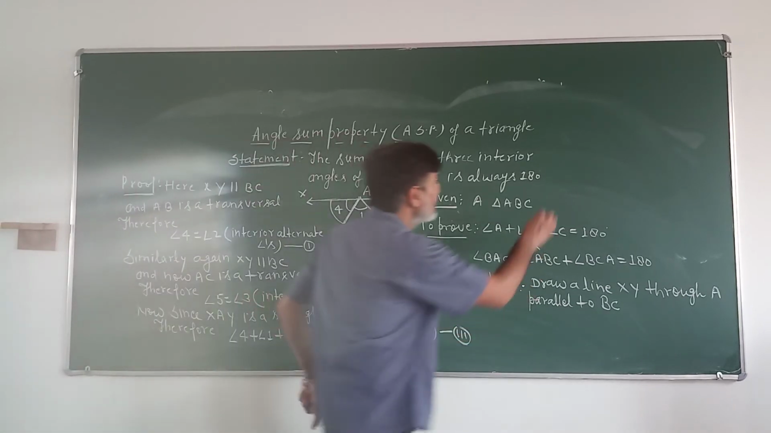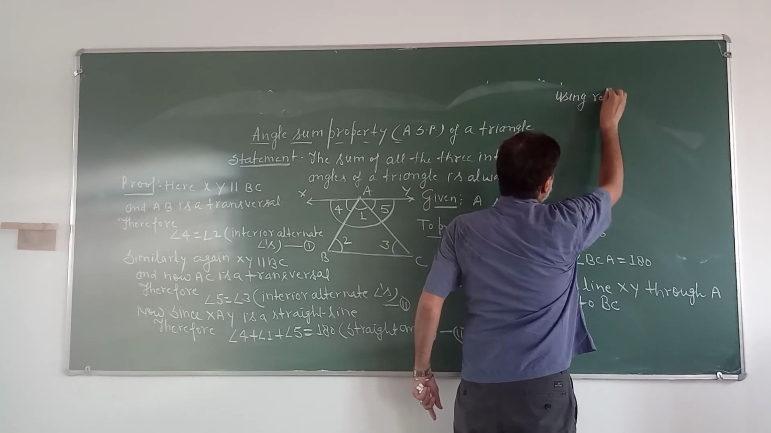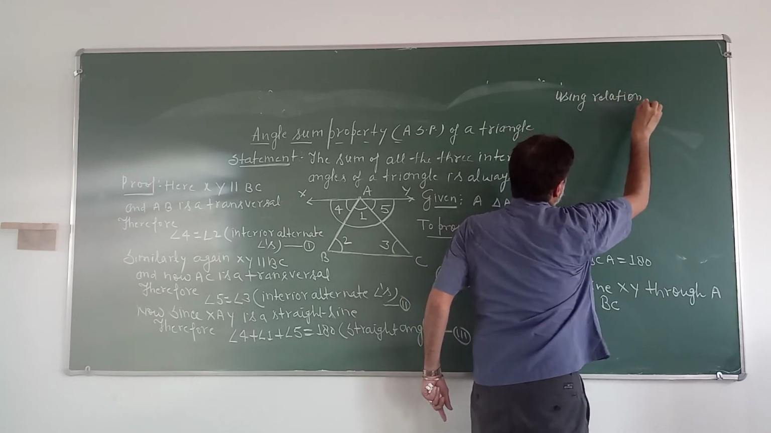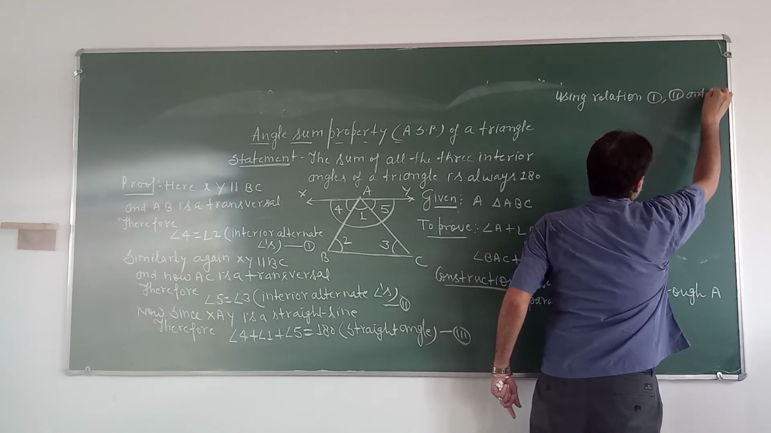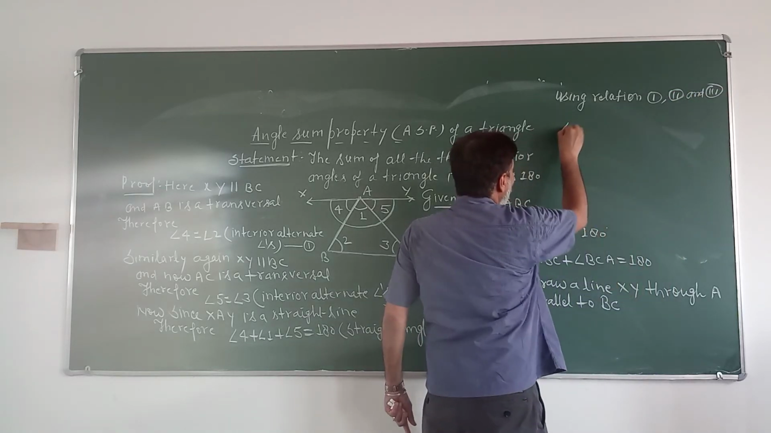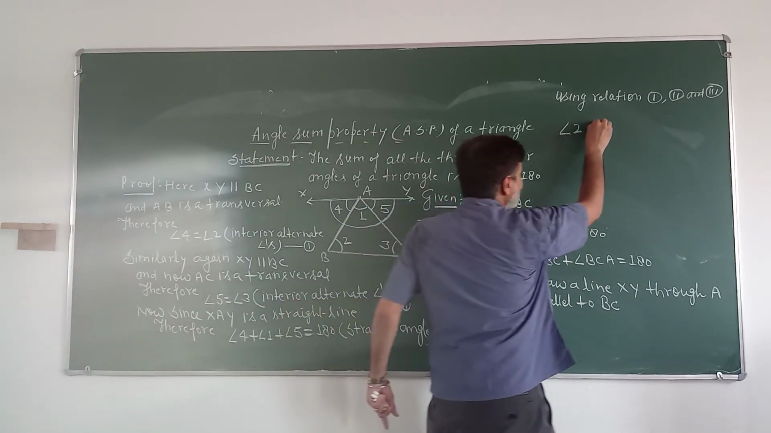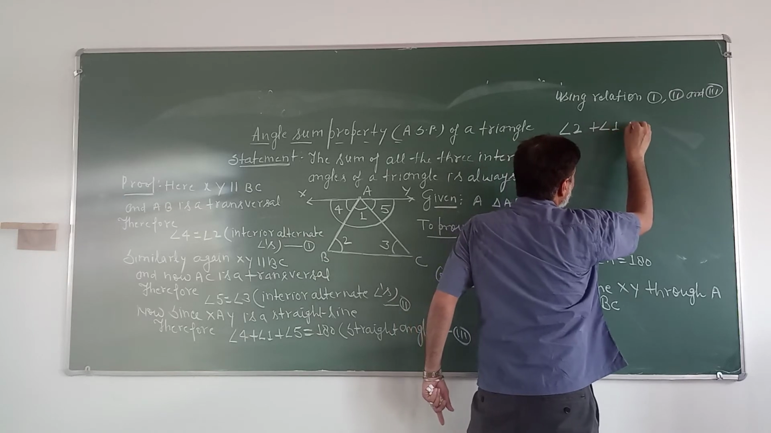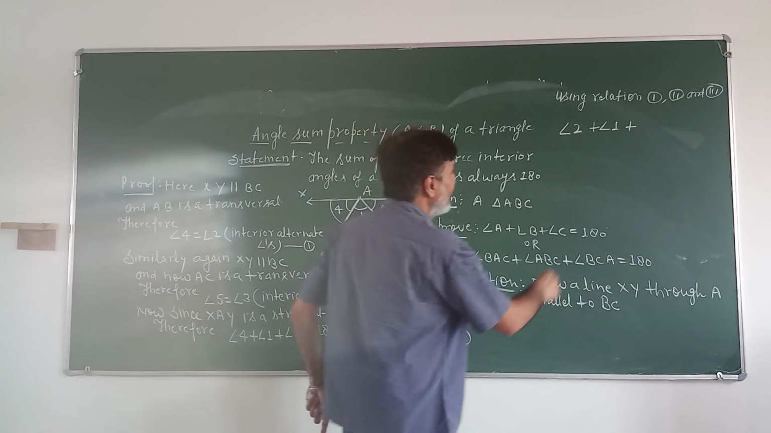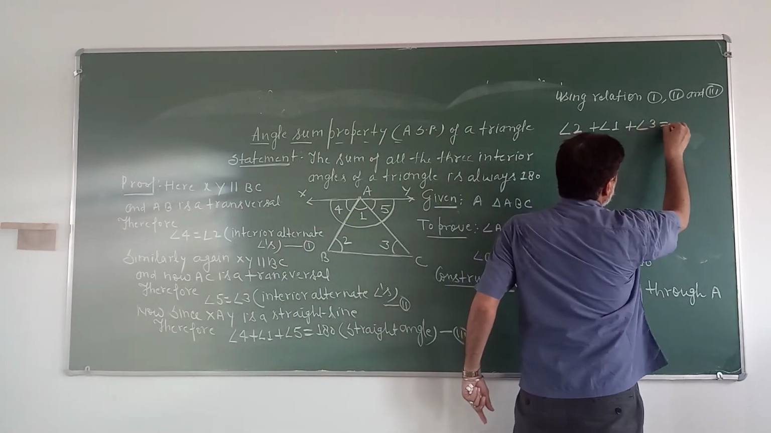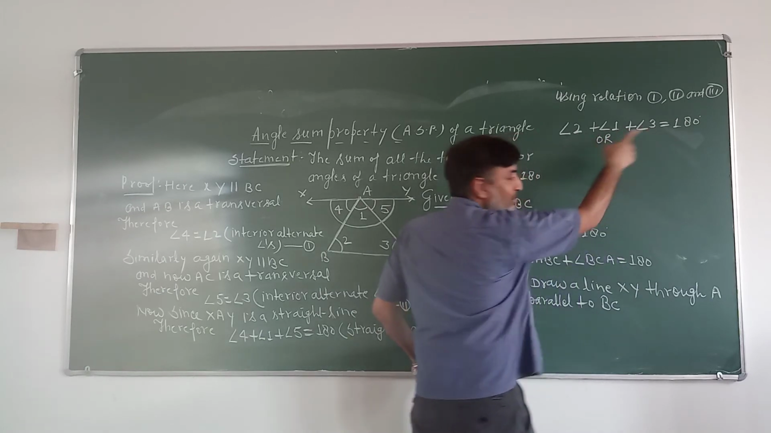So, using relation first, second and third, we can write down angle 2 in place of angle 4, plus angle 1 remains same, plus in place of angle 5 we can write down angle 3, that becomes equals to 180 degree.